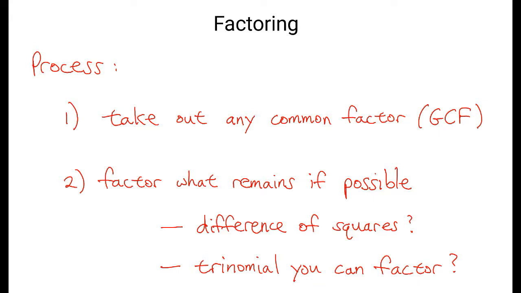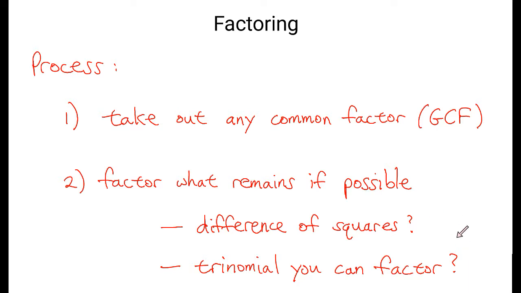Welcome to Factoring Review. You may remember that the process of factoring involves two primary steps. One, we take out any common factor, also called the greatest common factor, and what's left, we try to factor that. There are two special situations that we're going to see. One is called the difference of squares. Second is a trinomial that you can factor. And we're going to see each of these in turn.